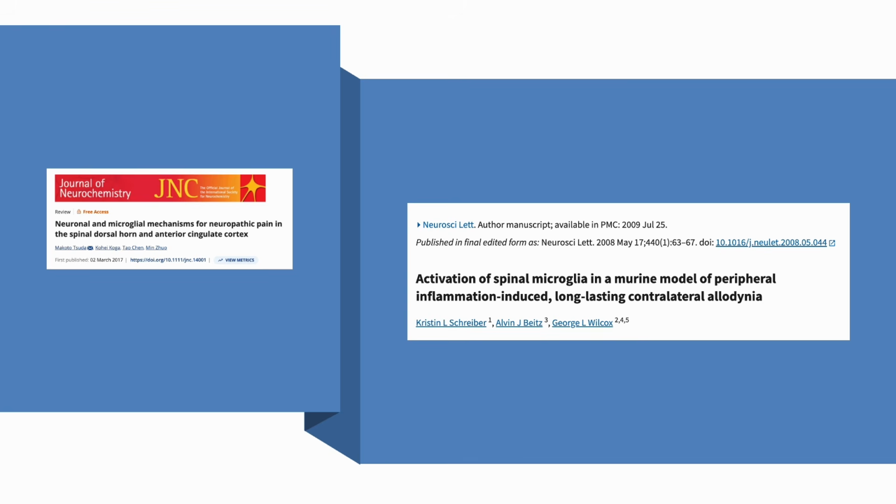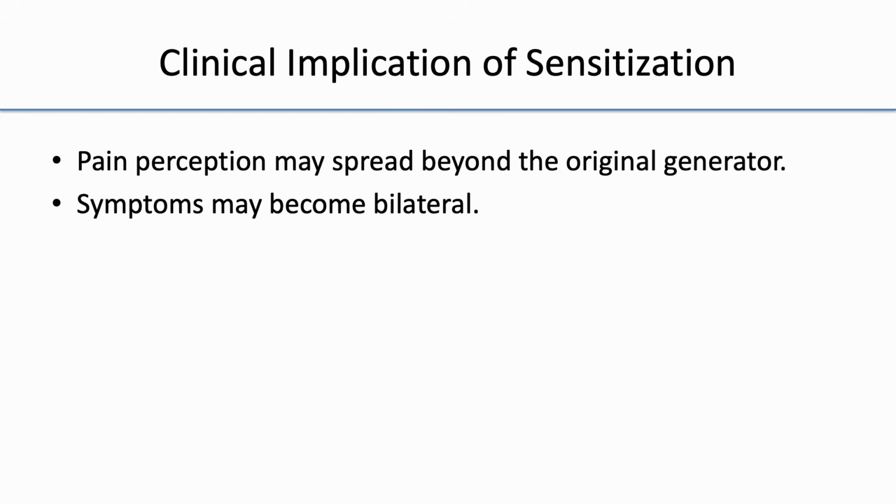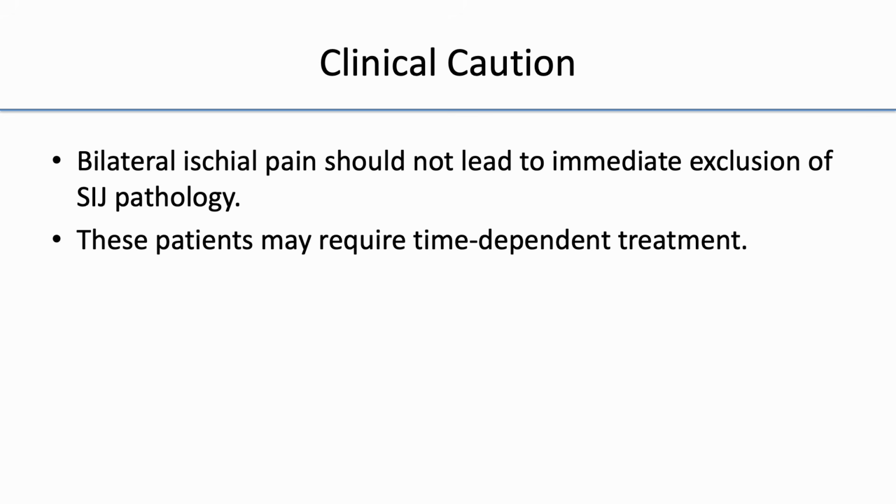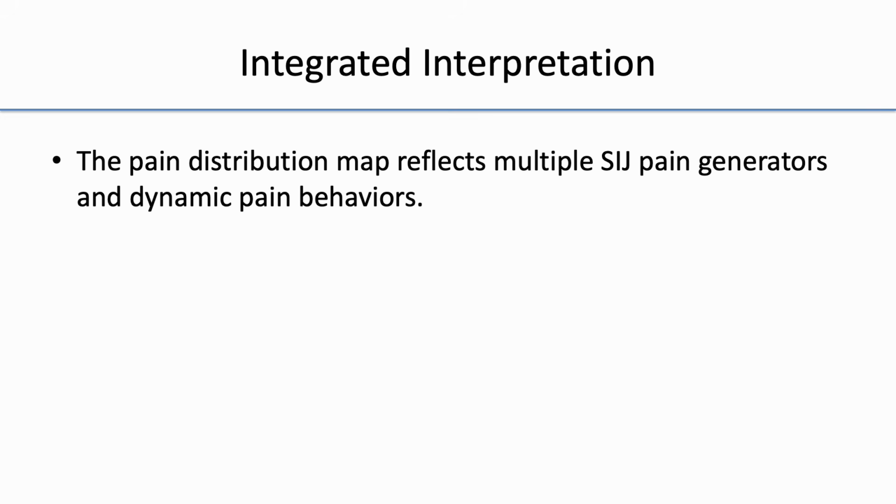In these cases, the response to a diagnostic sacroiliac block may not be immediate or dramatic. In other words, a false negative diagnostic block can occur. Therefore, when patients present with bilateral ischial pain, clinicians should be cautious about dismissing sacroiliac involvement too quickly. Instead, these patients may require time-dependent treatment and gradual modulation of the pain system, rather than expecting immediate relief from a single diagnostic injection.